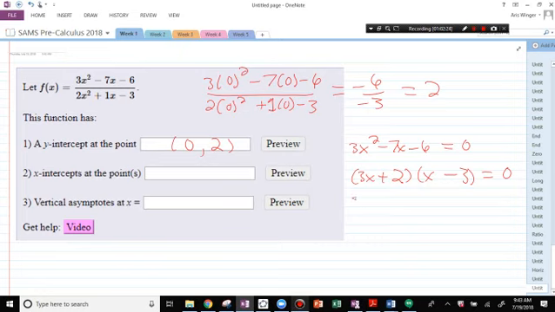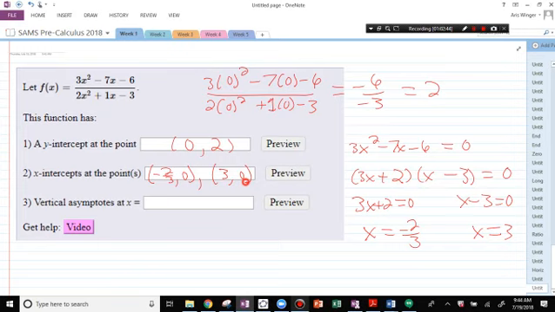Setting them each equal to 0, 3x plus 2 equals 0, x minus 3 is equal to 0. We're talking about negative 2/3 or 3, and it looks like we're going to be separating the points with a comma. Right, so this one we actually might want to put in and see if that's true. Has anyone tested this yet? We'll see if that's how you enter it in.